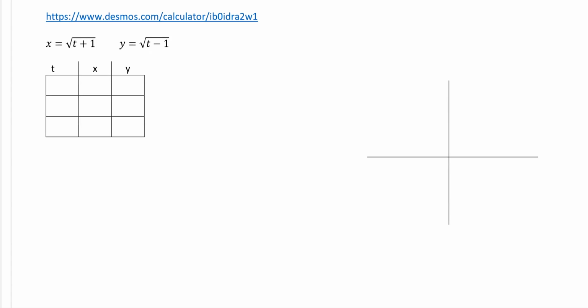All right, let's do another one. So we have x equals square root of t plus 1 and y equals square root of t minus 1. Just like before, we start substituting, but we really should look at our t first.